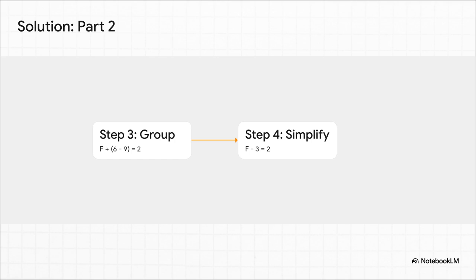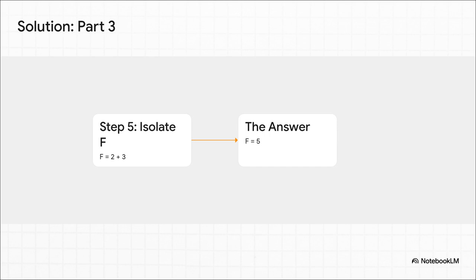See? We're getting so much closer. And now for the final move. Just like in any algebra problem, we want to get our unknown variable all by itself on one side of the equal sign. To get F alone, we just need to add 3 to both sides. That leaves us with F equals 2 plus 3. And there we have it. F equals 5. And that's not a guess, that's a mathematical certainty. Any connected planar graph that has 6 vertices and 9 edges must have exactly 5 faces. It's just the way it is.